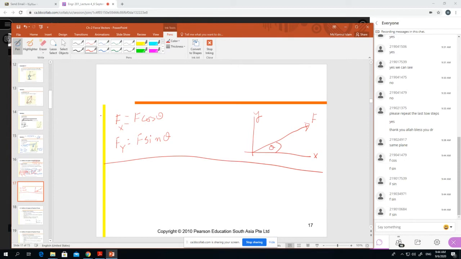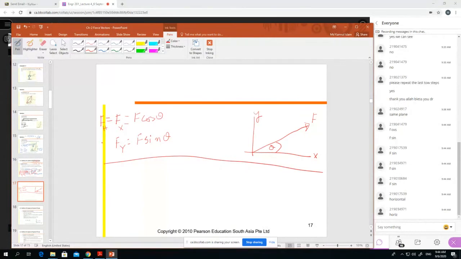Or, as I told you, we can write Fh. What does it mean, Fh? If I write down H, what does it mean? Anyone answer, please? Horizontal component of the inclined force, or it is V.